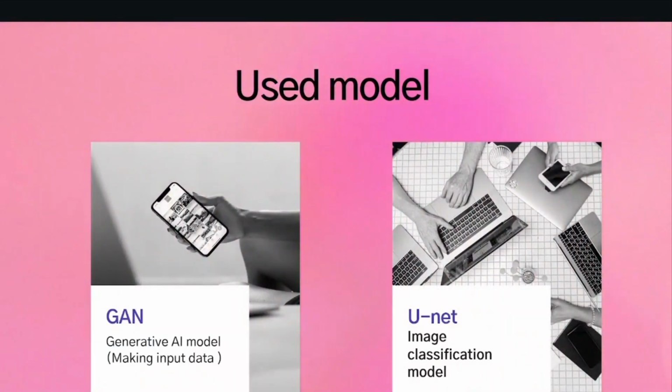Let me introduce the models used in this project. First, we use the GAN model to generate images. Second, we use the U-Net to increase the classification performance of the model by extracting the features of the image through segmentation.